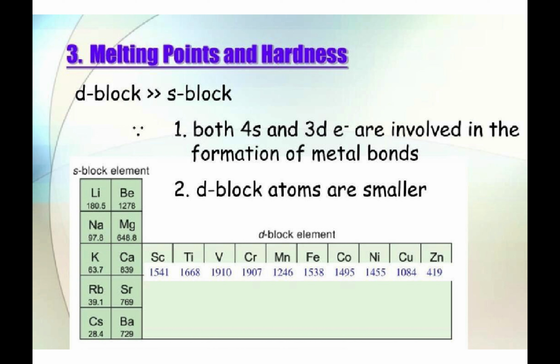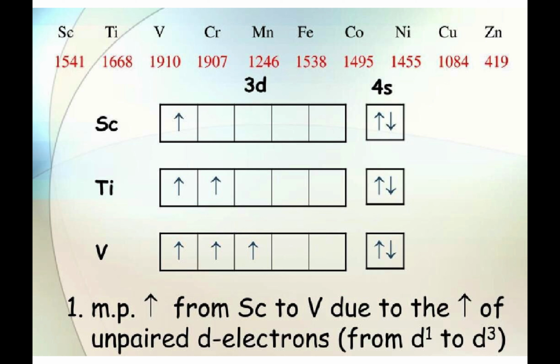Then melting point and hardness. For D block elements these will be greater than for S block elements. Both 4s and 3D electrons take part in the formation of metallic bonds, and D block element atoms are smaller, and you can see this in the chart of melting points. The melting point slightly increases from scandium to vanadium due to the increase in unpaired D electrons, D1 to D3, while 4s has a pair of electrons. From scandium to zinc, the values are given here.